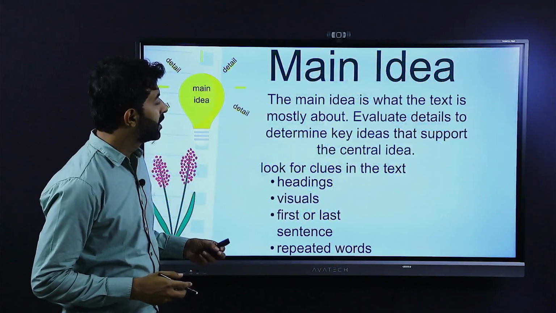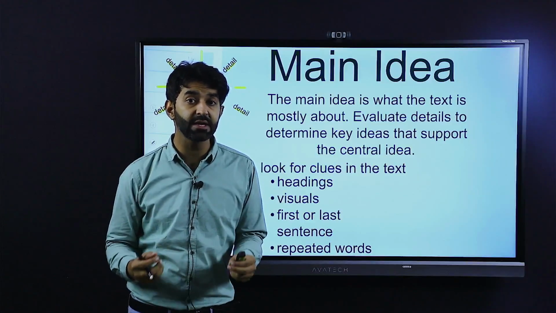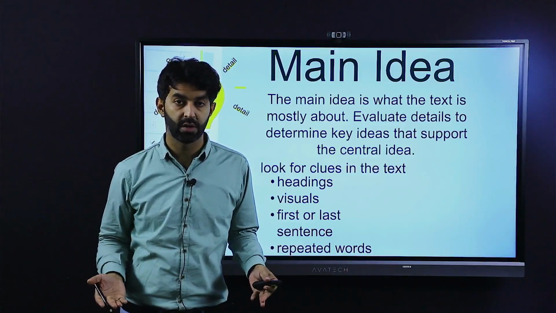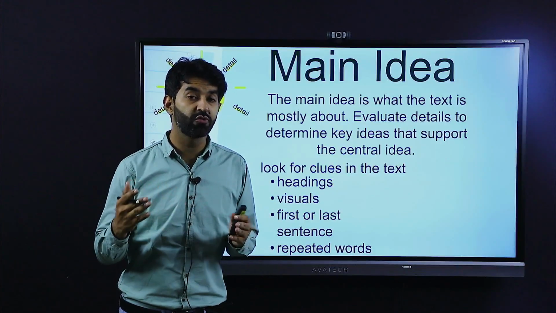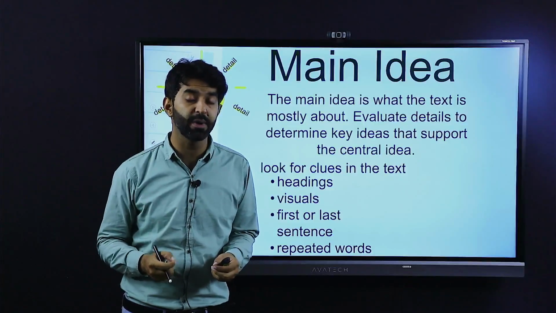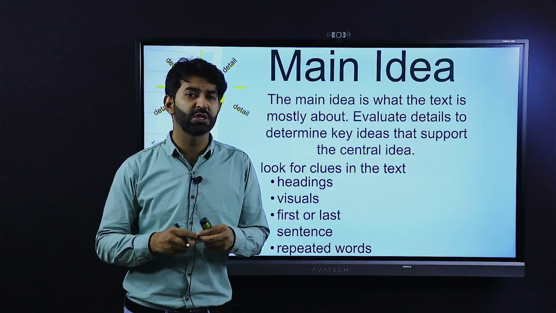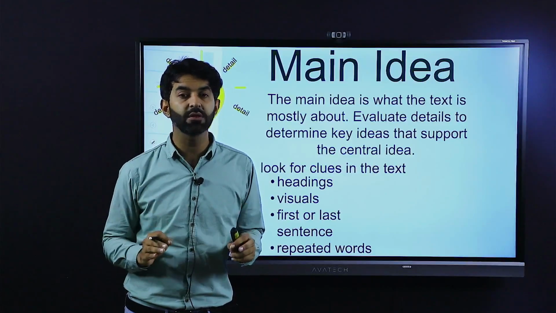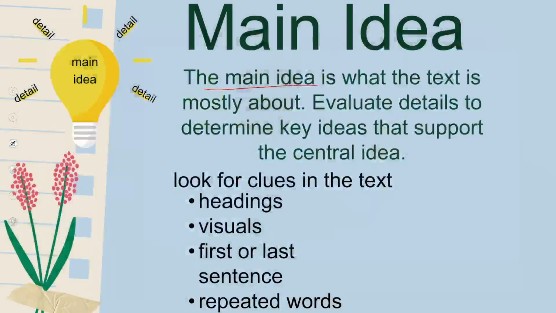Now, let's talk about the main idea. And what do we do to get to the main idea? We actually skim the whole text. We read it. Unlike scanning, where we are not reading but only finding specific information, a specific number or name or date or going through the timeline, here we are actually skimming the whole text to get to the main idea. And the main idea is what the text is mostly about.